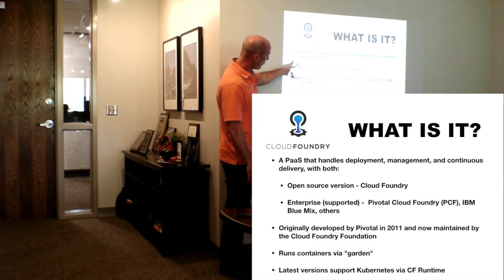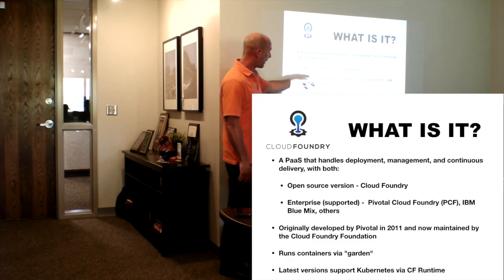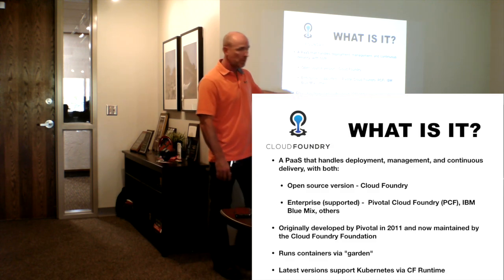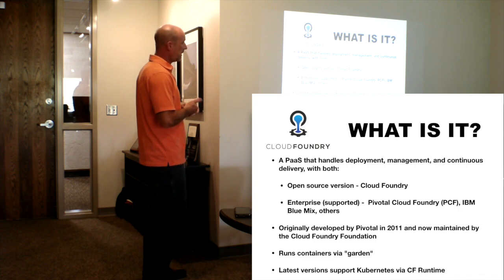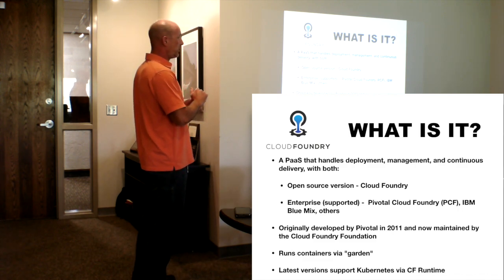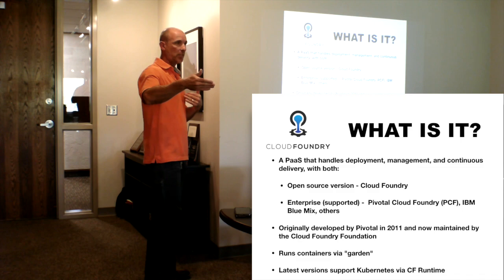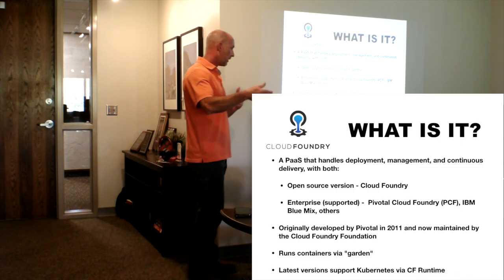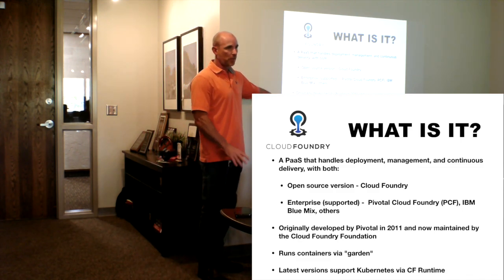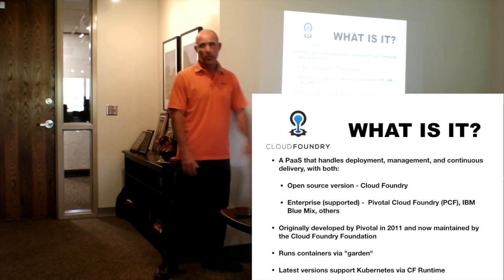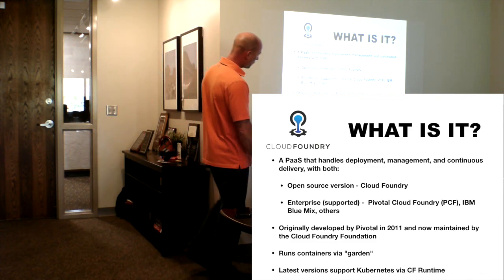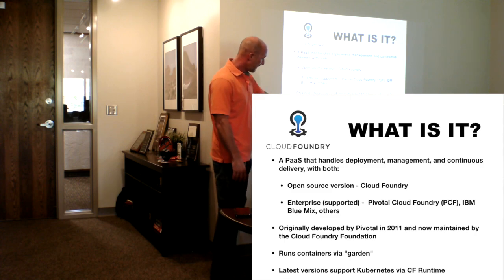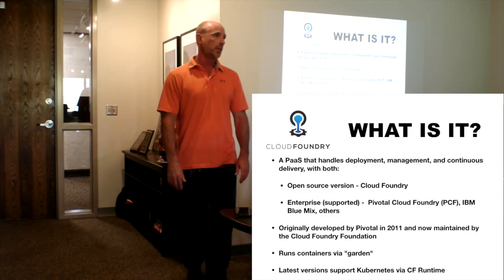It also has an open source version called Cloud Foundry and an enterprise Pivotal Cloud Foundry. Also IBM Bluemix is a Cloud Foundry implementation. There's several others that I didn't put on there. It was developed by Pivotal in 2011, so they predate Kubernetes. They were doing this before Kubernetes, and therefore they're not by default Docker Kubernetes based. They run containers in something called Garden, which is just another container platform. And the later versions support Kubernetes natively and Docker.